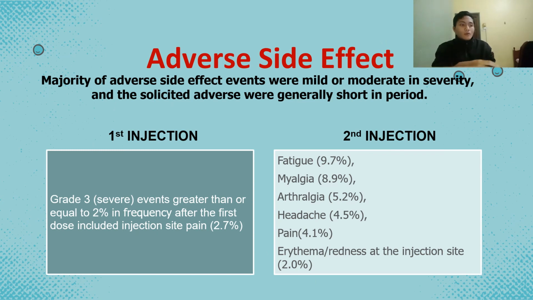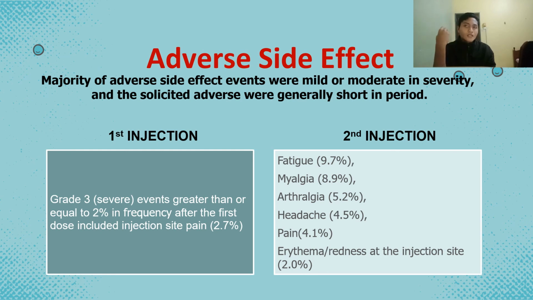So now we'll talk about the adverse side effects of the Moderna vaccine itself, where the majority of the adverse events were mild or moderate in severity, and the solicited adverse events were generally short in duration. That was tested after they received results from phase 3, and based on this, most of the adverse side effects come after the second injection, which is about a month or 3 weeks after the first injection. The first injection results show grade 3 severe events greater than or equal to 2% in frequency after the first dose, including injection site pain.